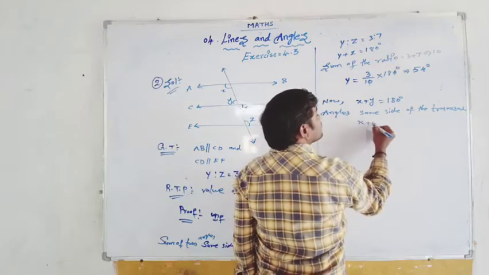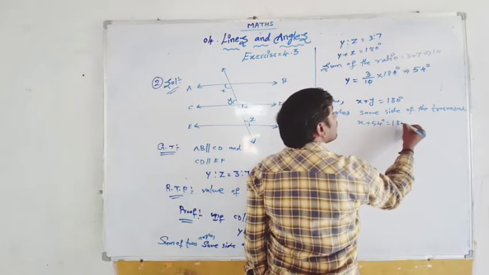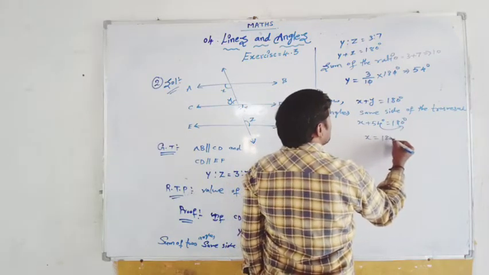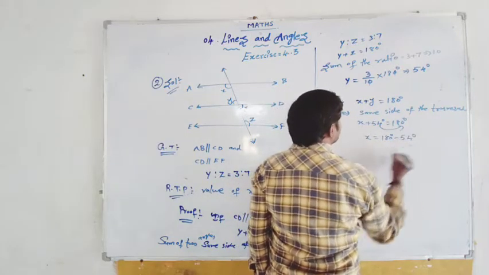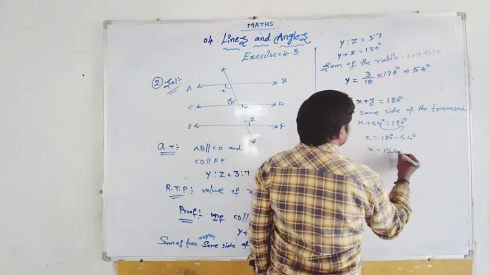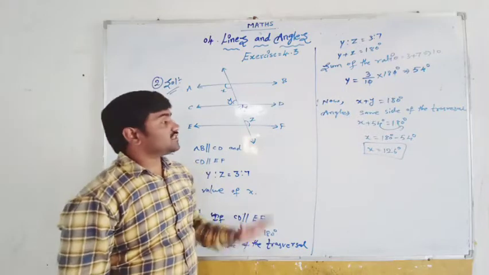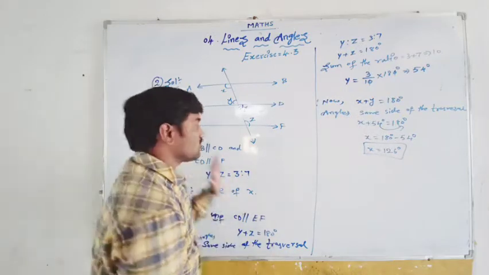So X plus 54 degrees is equal to 180 degrees. Transferring this 54 degrees to the other side, X equals 180 degrees minus 54 degrees. So X equals 126 degrees. We got the X value, that is 126 degrees. This is what we require.